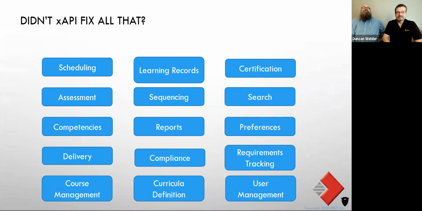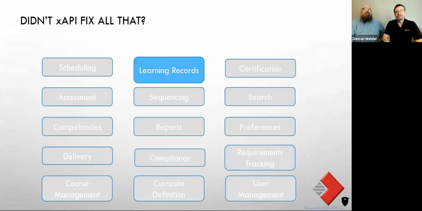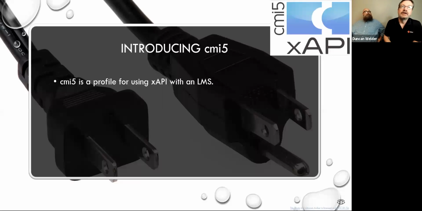So again, since xAPI really just focuses on those learning records, what we need is a way to consistently track the content that is being launched there and have it done in some interoperable way, which introduces us to CMI5. So that way is obviously where we're headed. We're headed to CMI5. So CMI5 is a profile for xAPI, and a profile basically is a set of rules.